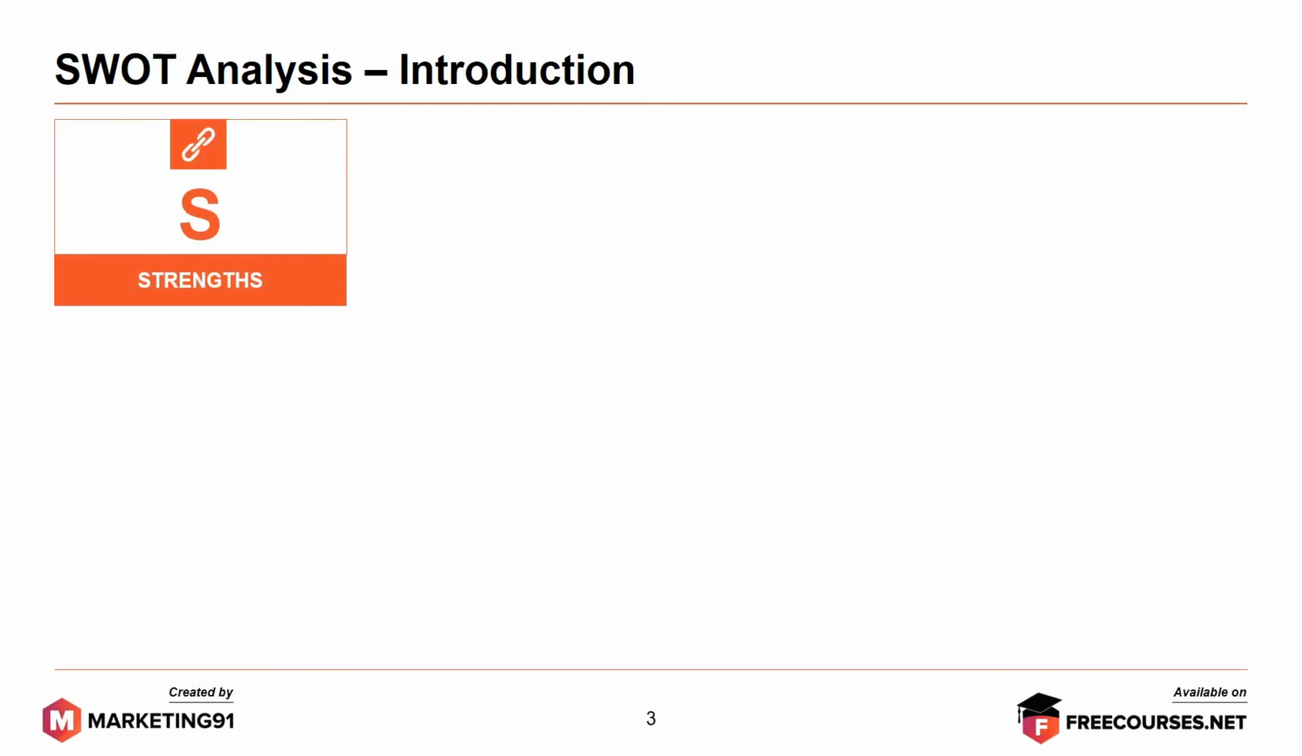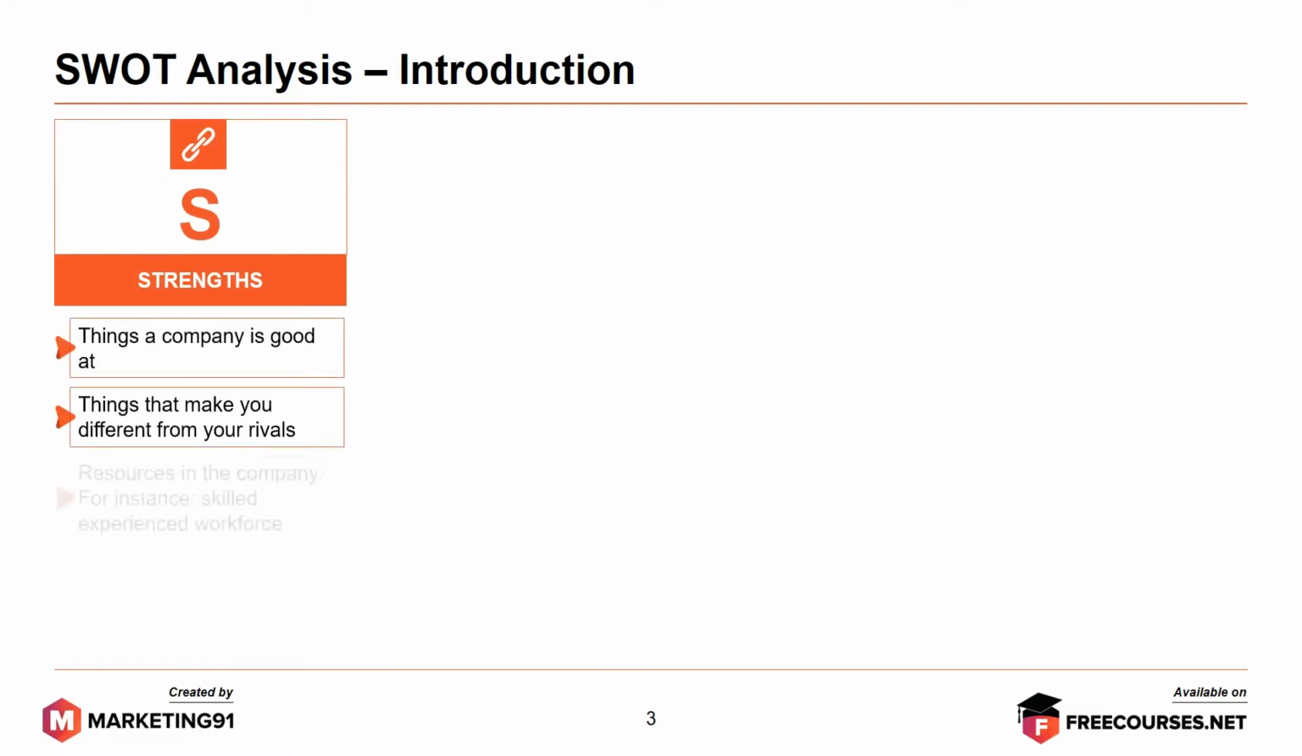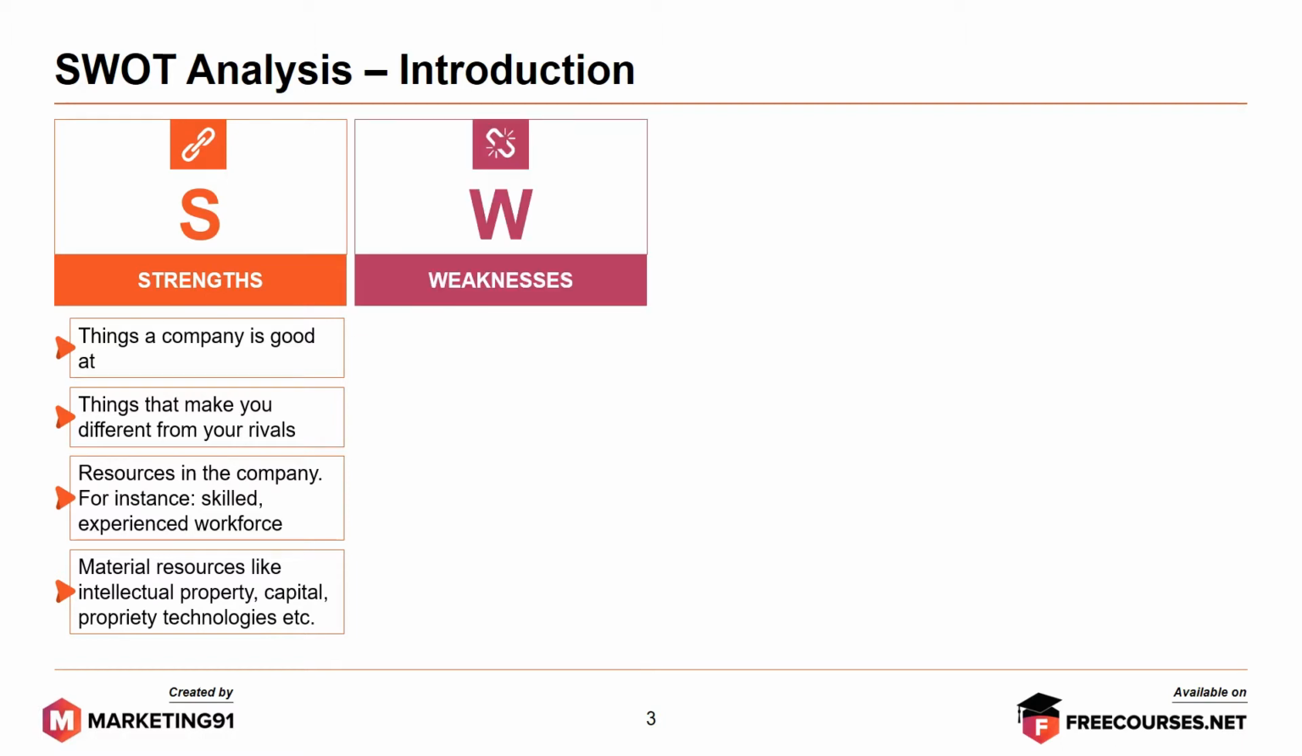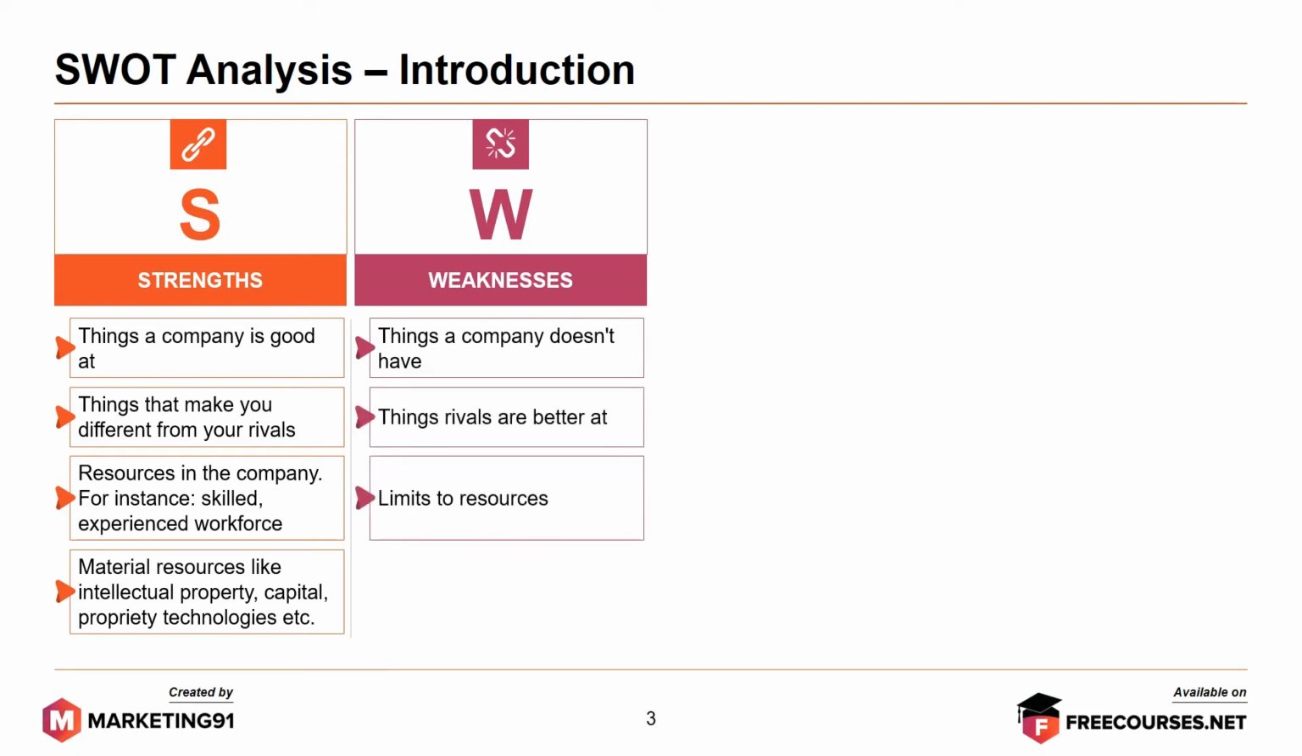Moving further, strengths: things a company is good at, things that make you different from your rivals, resources in the company, for instance, skilled and experienced workforce, or material resources like intellectual property, capital, proprietary technologies, etc. Weakness: things a company doesn't have, things rivals are better at, limits to resources, and a USP that isn't clear.